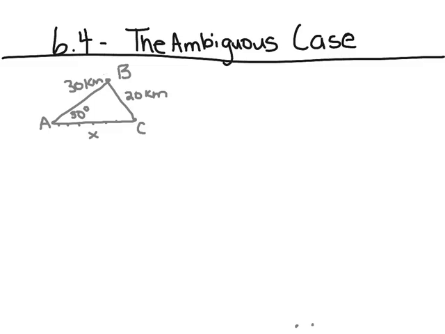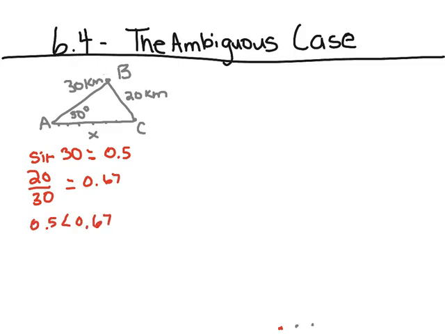So first, let's see how many triangles we have. The sine of 30 is equal to 0.5. And our opposite side is 20, and our adjacent side is 30, which is 0.67. So 0.5 is less than 0.67, which is less than 1. So we know that there are two triangles. So we're going to have to find two distances, because there could be two situations from the information we're given.